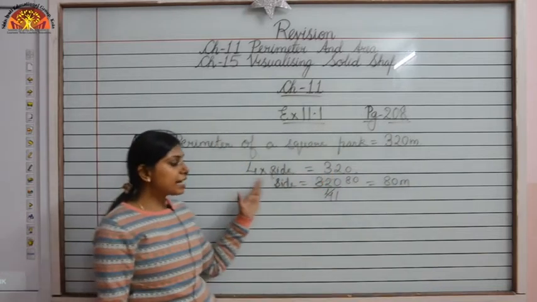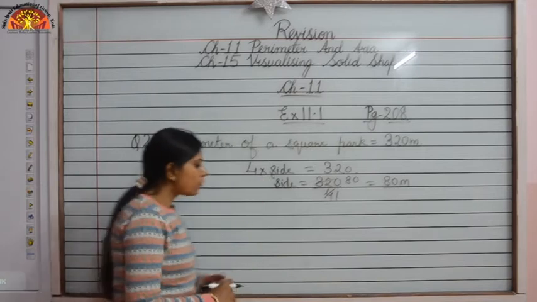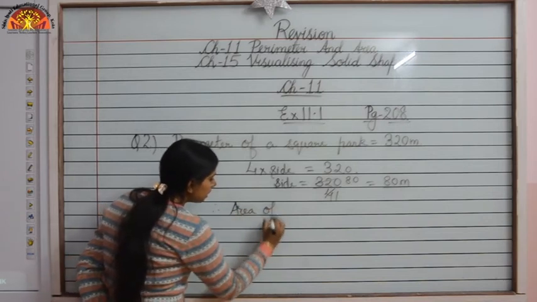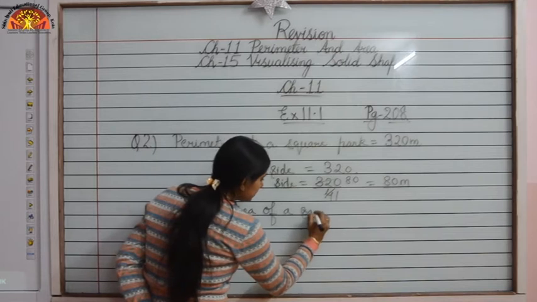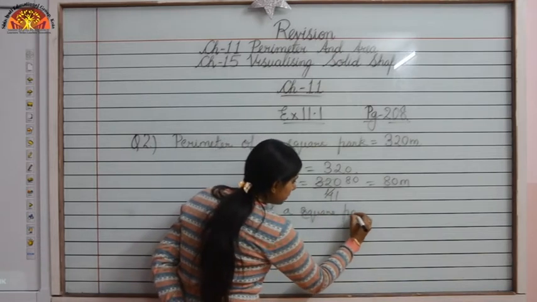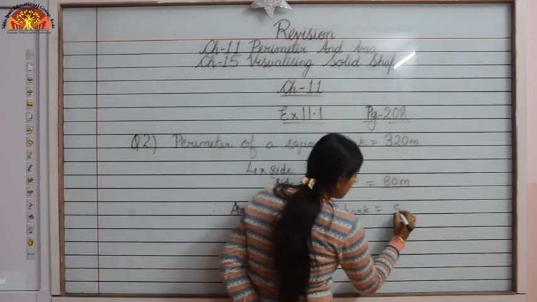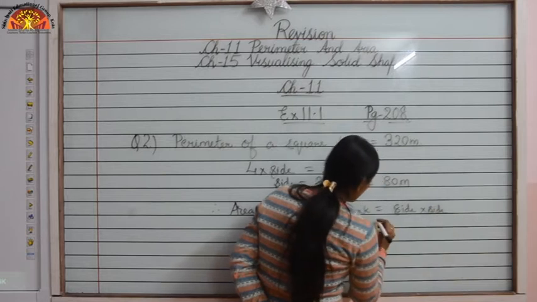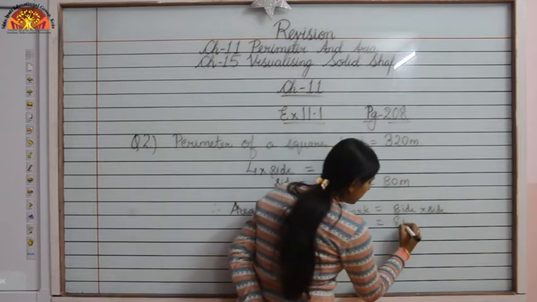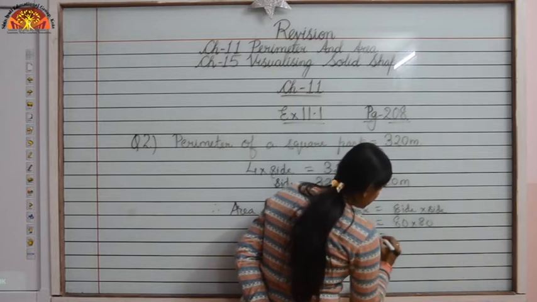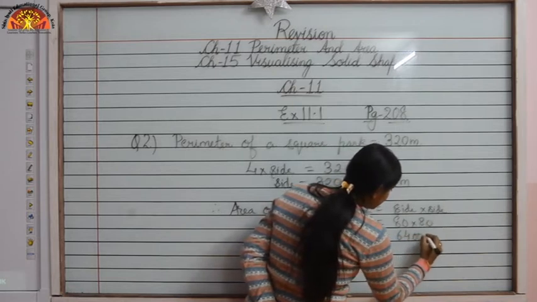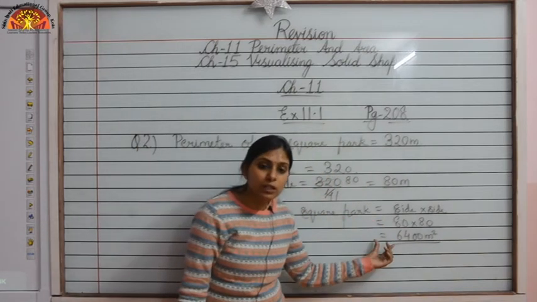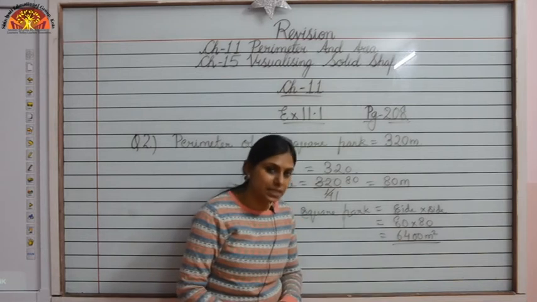Okay, so we have got the side of a square, but we have to find the area of a square. So now we can find the area. Therefore, area of a square park is equal to side into side, or side square. Okay, so what is the side? That is 80 meters. So 80 into 80 is 6,400 meters square. So the area of a square park is equal to 6,400 meters square. Is it clear? Okay.